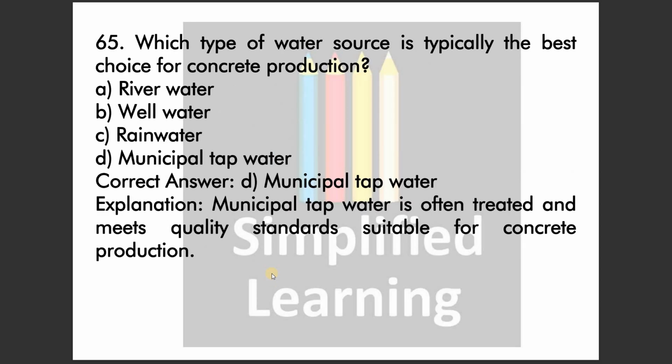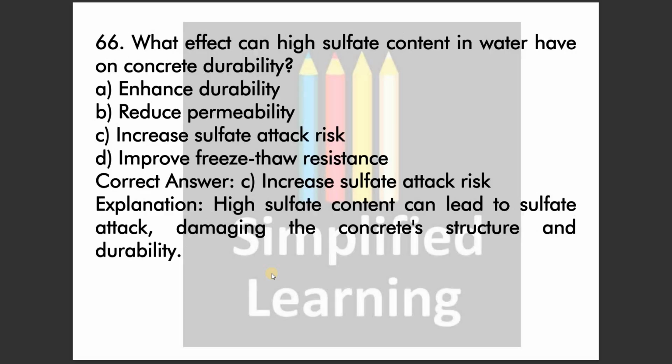Then which type of water source is typically the best choice for concrete production? See, out of these sources, river, well and rainwater are natural sources. Out of that, municipal tap water is controlled. Whatever the contents of water are in there, they are controlled. That's why the pH range will be okay and the chemical contents are going to be okay. That's why the treated water, that is municipal tap water, is used for concrete production. We cannot use river, well or rainwater for that.